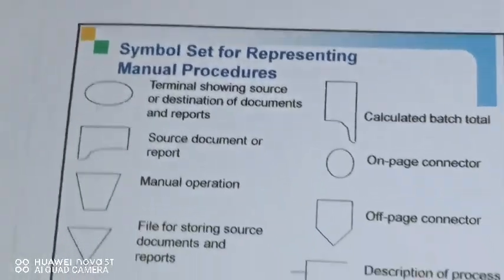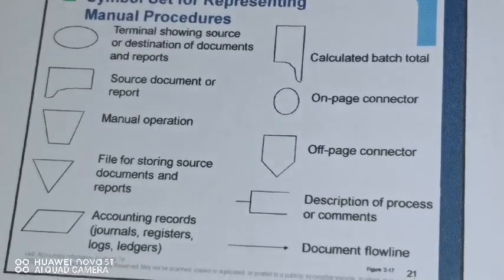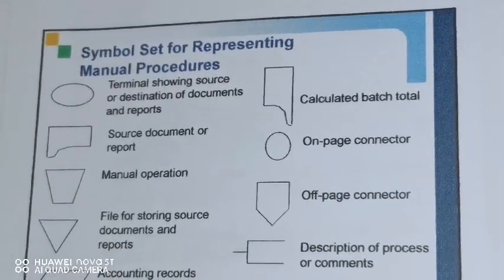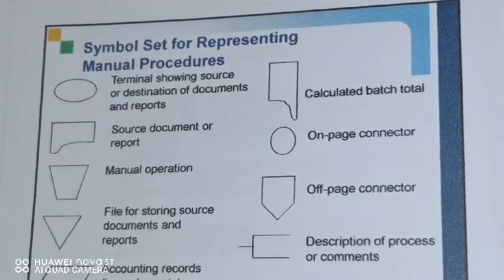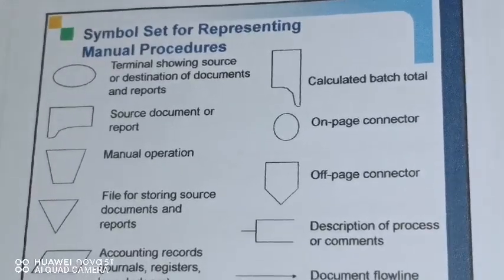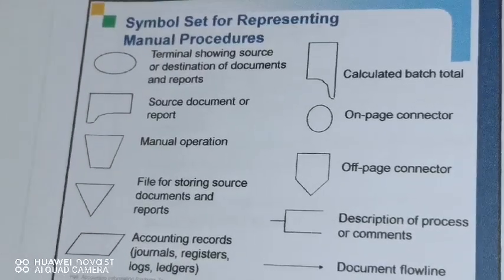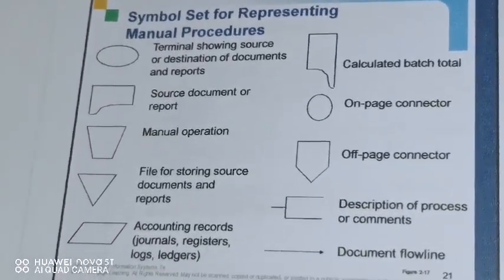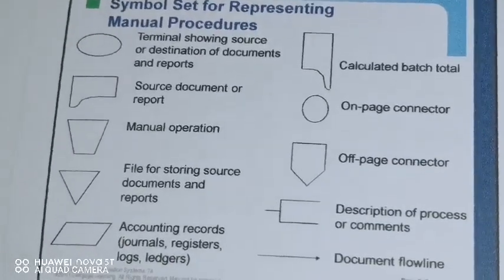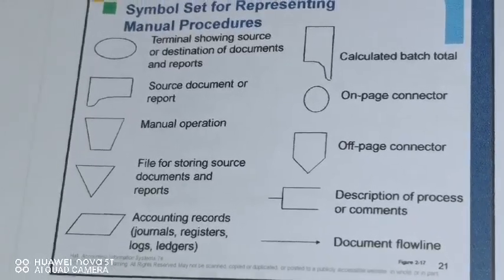Okay, so what are the simple symbol set for representing manual processing? So ito, pwede kasi nating gamitin ang system flow chart sa manual or digital records, and even computer programs. So, lahat ng klaseng information system flow, pwede natin siyang gamitin. So, here, you need to be familiar with the symbols that are being used in manual procedure. So, ayan yun. So, hindi ko na siya iisa-isahin.